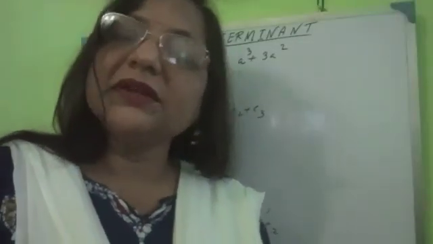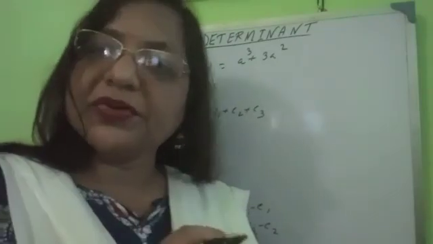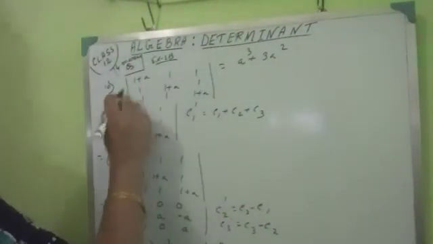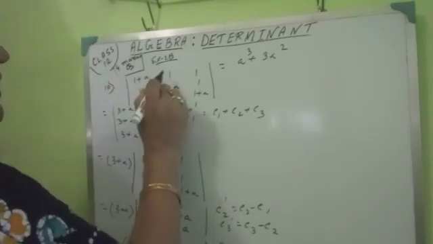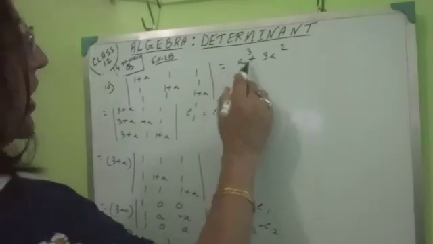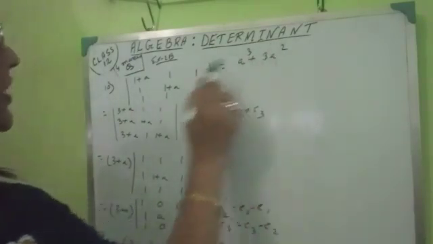Class 12. Let us continue the chapter determinant. Already 4 marks questions we have started. Let us continue. Sum number 10. The determinant with first row 1 plus a, 1, 1; second row 1, 1 plus a, 1; third row 1, 1, 1 plus a, is equal to a cube plus 3a square. This only we have to prove.